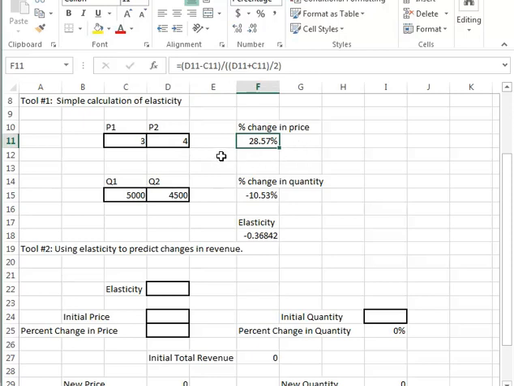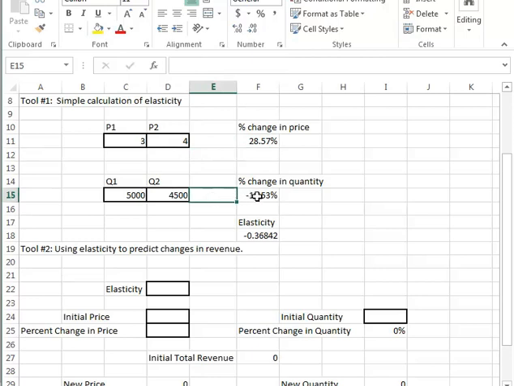As a simple check, let's just make sure our result is plausible. We have prices rising from 3 to 4, so our percentage change had better be positive, and it is. And we're having prices rise by about $1, and they were initially $3, so that's about 33%, and we're kind of in the ballpark here. It's not exactly 33% because we're using the midpoint method.